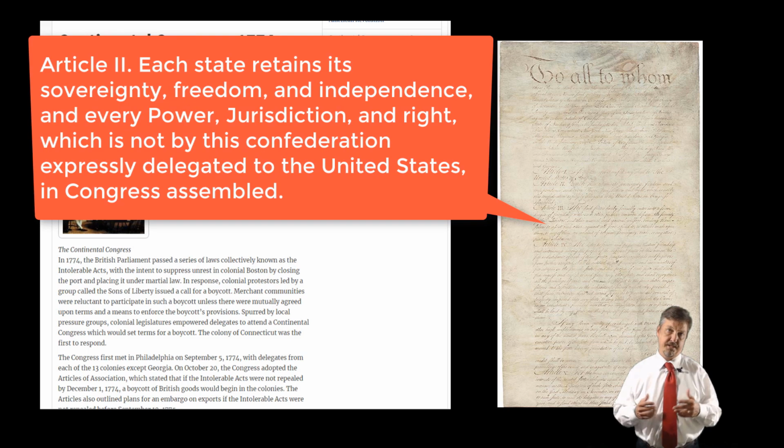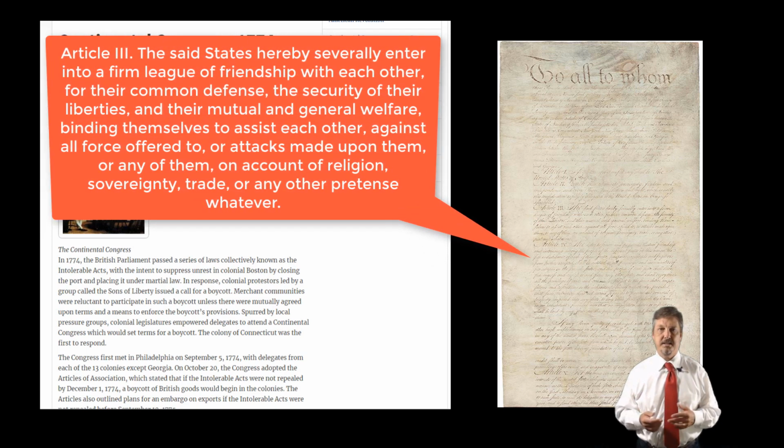Article 2, for example, states that each state retains its sovereignty, freedom, and independence, and every power, jurisdiction, and right, which is not by this confederation expressly delegated to the United States and Congress assembled. Article 3 states that the said states hereby severally enter into a firm league of friendship with each other for their common defense, the security of their liberties, and their mutual and general welfare, binding themselves to assist each other against all force offered to or attacks made upon them, or any of them on account of religion, sovereignty, trade, or any other pretense whatever.